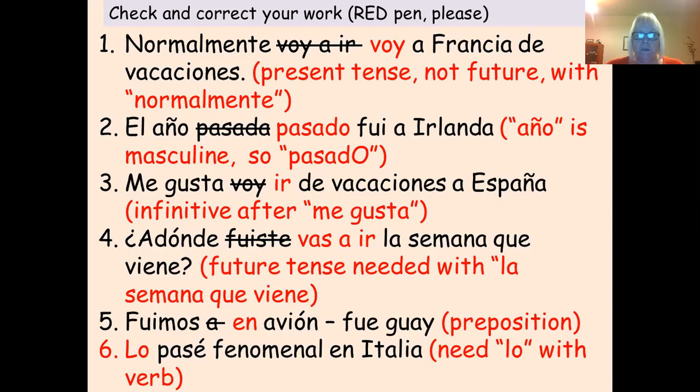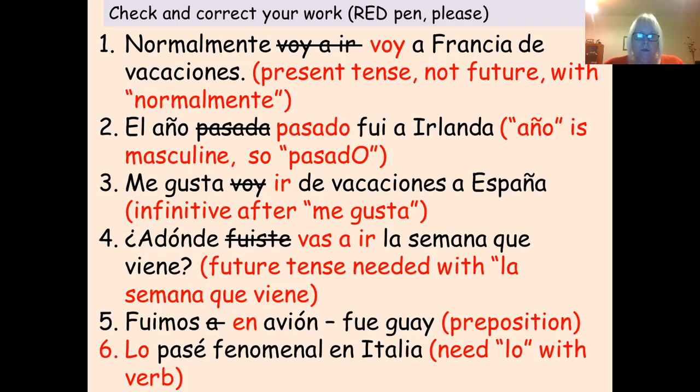Y número 6, fuimos a avión, was what was the original. You need to change that to en avión. It's the preposition. We go by plane is en avión. Or we went by plane. It was cool. Fue guay.